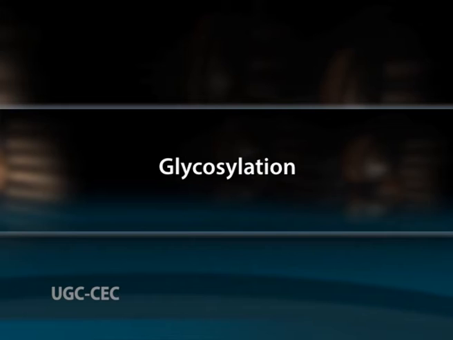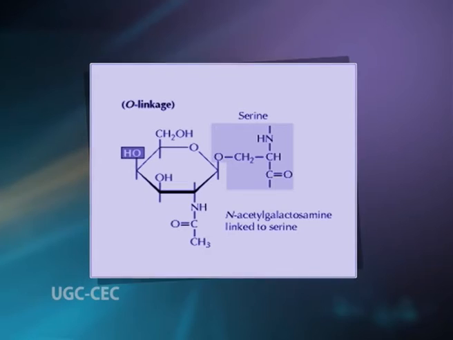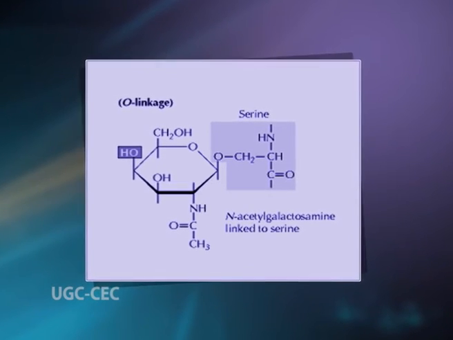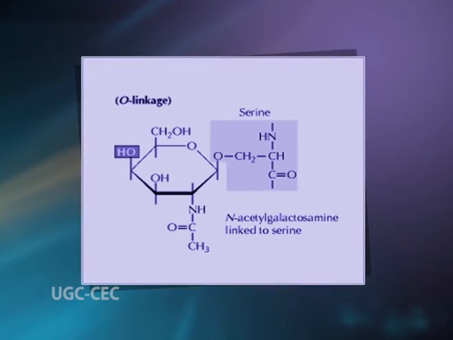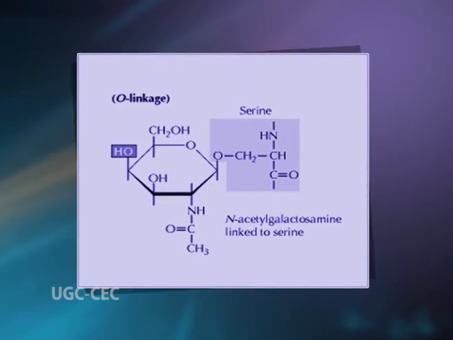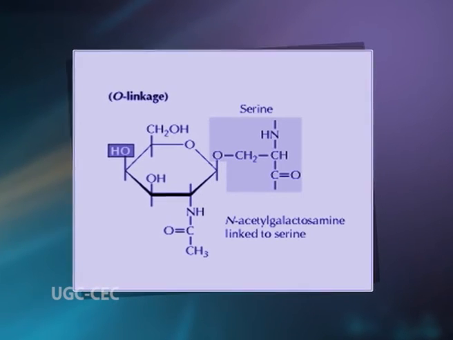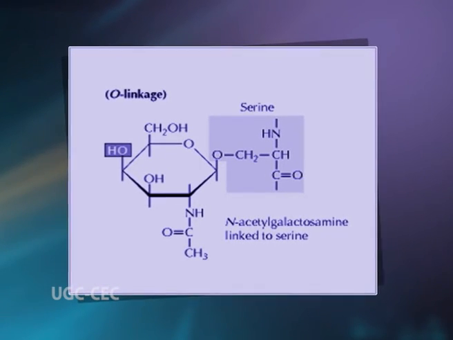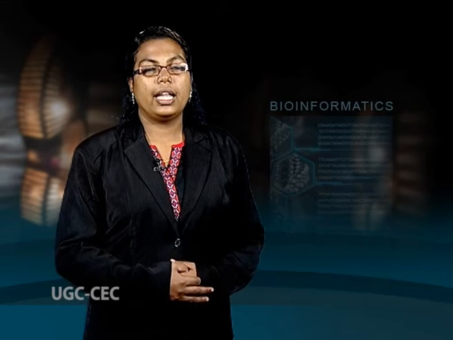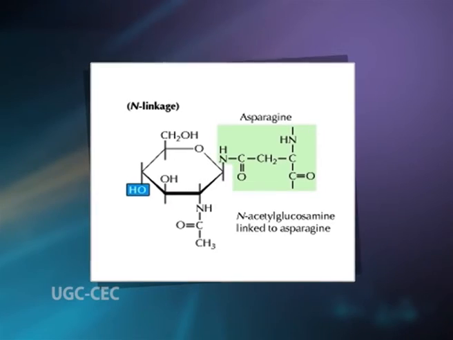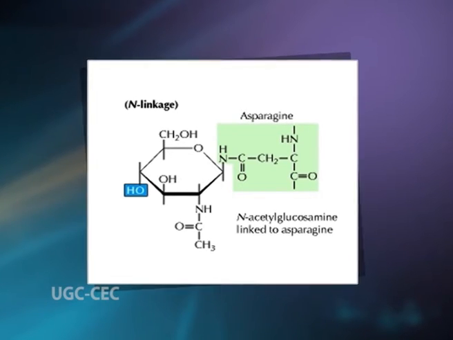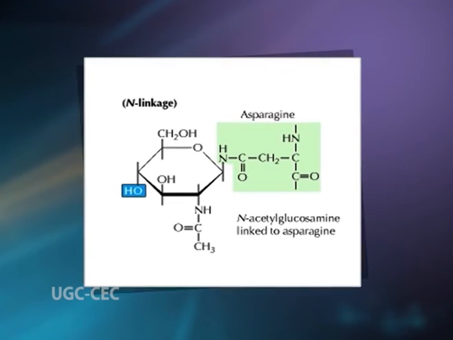A. Glycosylation. It is a complex type of modification in which large carbohydrate side chains are attached to polypeptides. There are two general types of glycosylation. O-linked glycosylation. It is the attachment of a sugar side chain via the hydroxyl group of a serine or threonine amino acid. Please see the figure on screen. N-linked glycosylation. It involves attachment through the amino group on the side chain of asparagine.